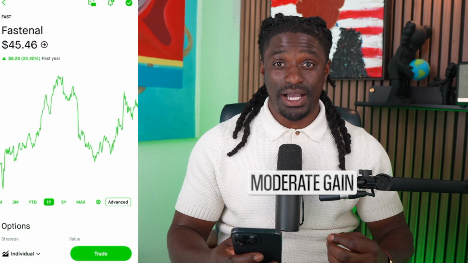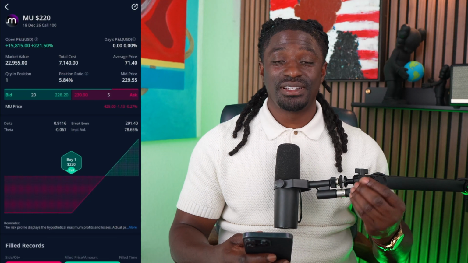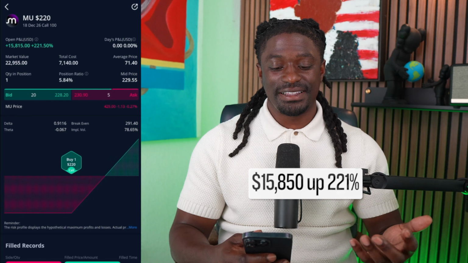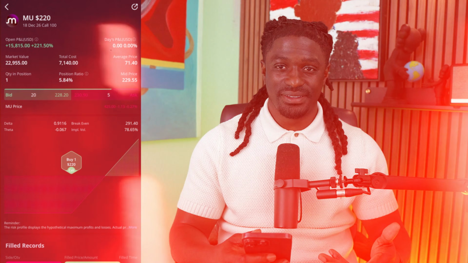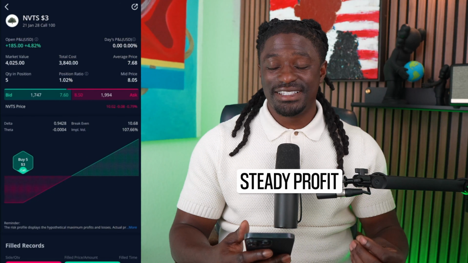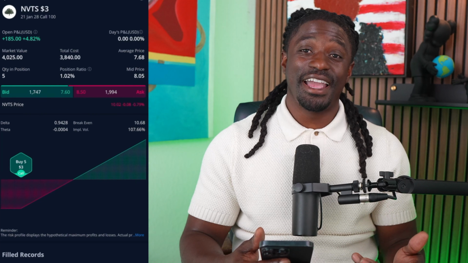Dreamers, this is my LEAP option on Fast. I'm up $450. This is my LEAP option on MU. I'm up $15,850, up 221%. This is my LEAP option on NVTS. I'm up around 4%, nothing, just entered this trade, but I'm up $185.